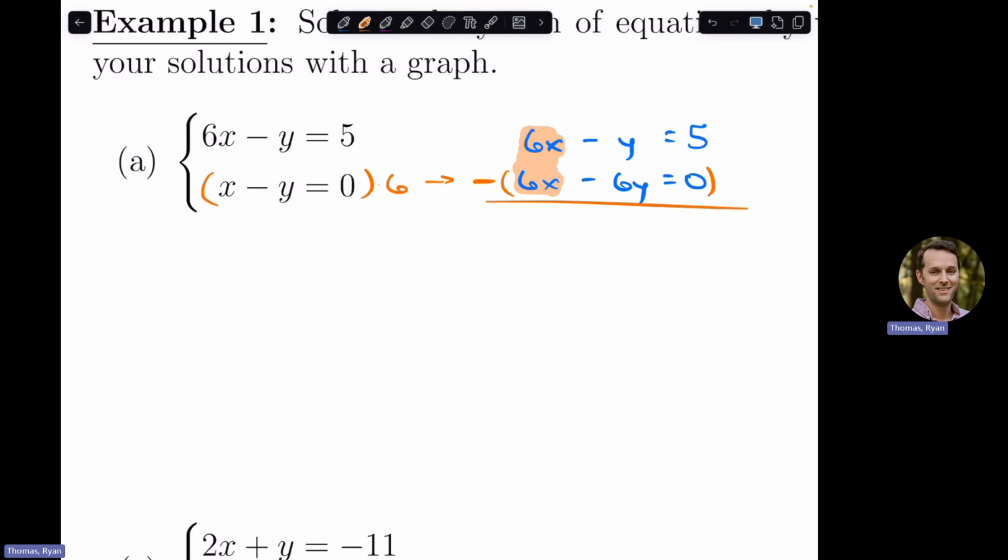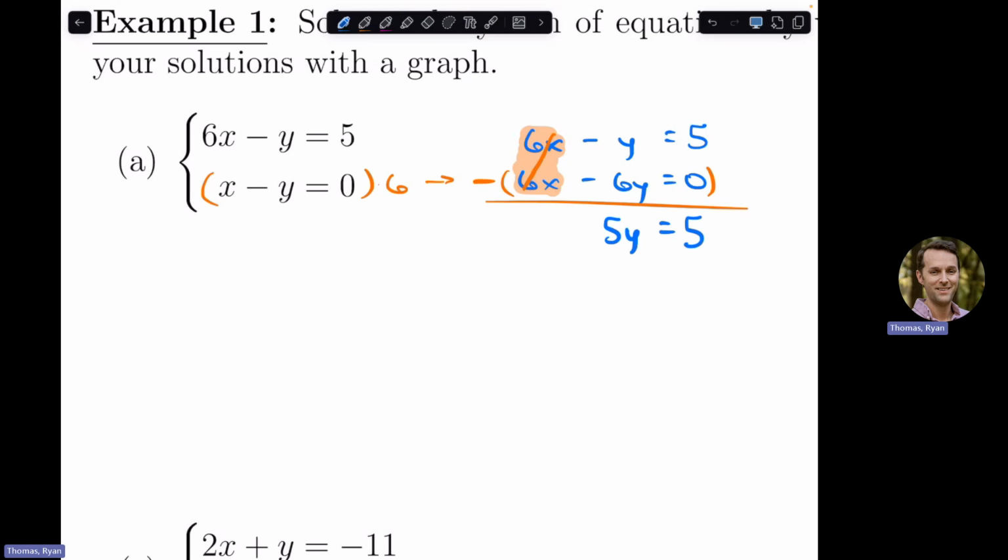When you do that, the only things that you're going to combine are the like terms, right? So 6x minus 6x. Well, what's 6x take away 6x? 0. x goes away. Okay. Negative y minus negative 6y. So negative 1 plus 6 then, right, would be 5y. And then 5 minus 0.